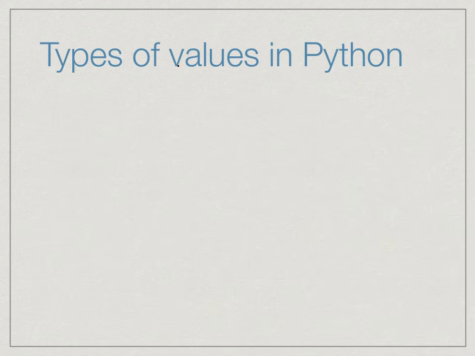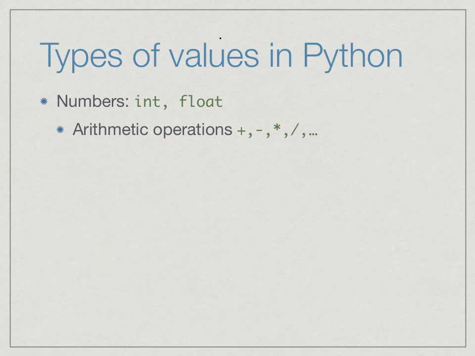So far we have seen some basic types of values in Python. We began with the numeric types, which were divided into two categories, int and float. So int represented whole numbers or integers, and float represented values which have a decimal point. And for these we had arithmetic operations such as plus, minus, times, divides, and also other functions which we can import using the math library which is built into Python.